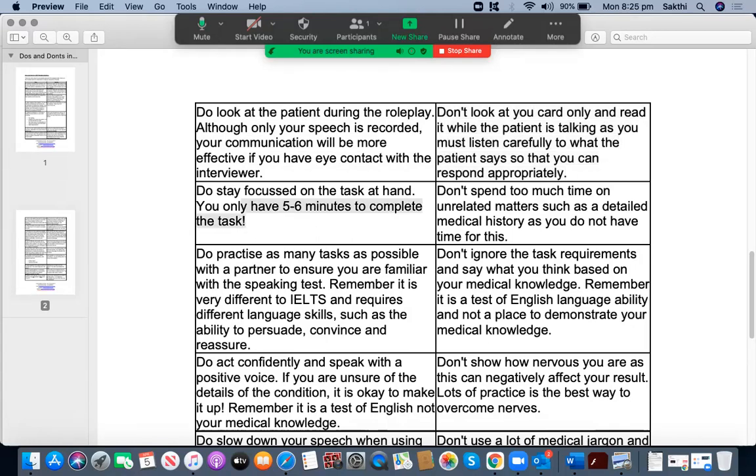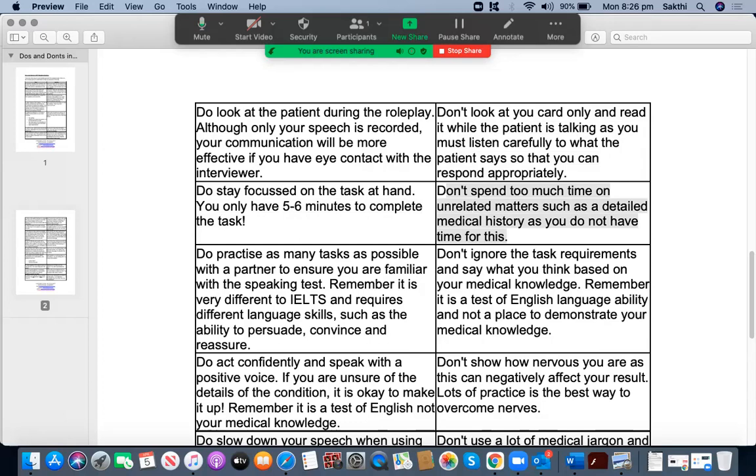All right, please stay focused on the task at hand. You only have 5 to 6 minutes to complete the task. So it's really important that you have good organization skills in order to complete the whole role play conversation in 5 to 6 minutes itself.